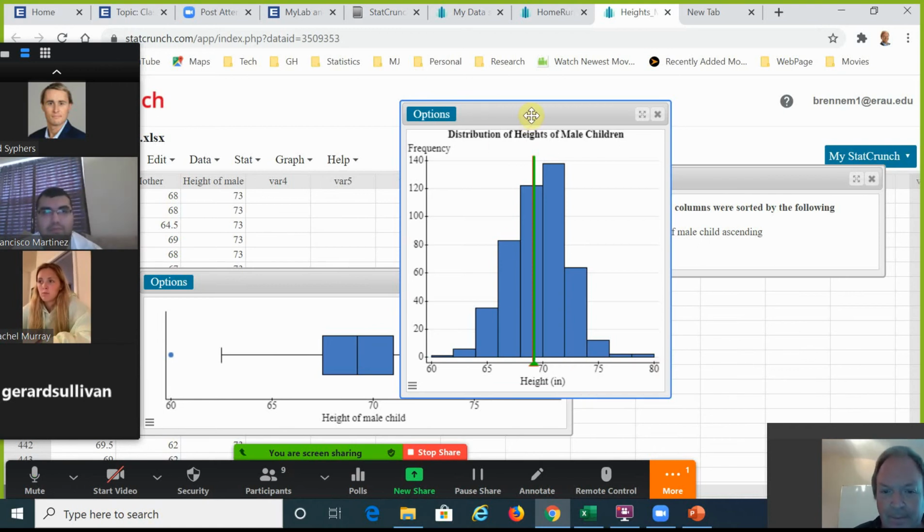I have a question. Yeah. So earlier when you were asking about whether this graph is symmetrical, I'll be honest, I haven't gone through the book yet to learn the different types of symmetrical versus not. One more time, how do you identify if it's symmetrical or not? Okay, so what you're trying to do is distinguish between skewed and symmetrical. Let me show you really quick.